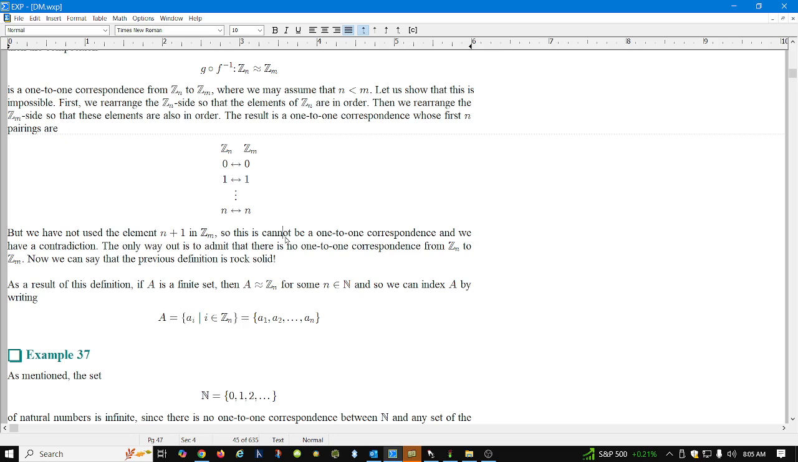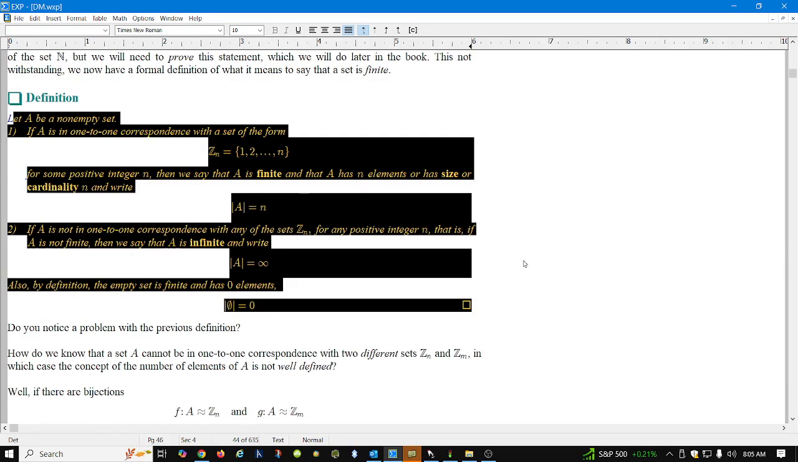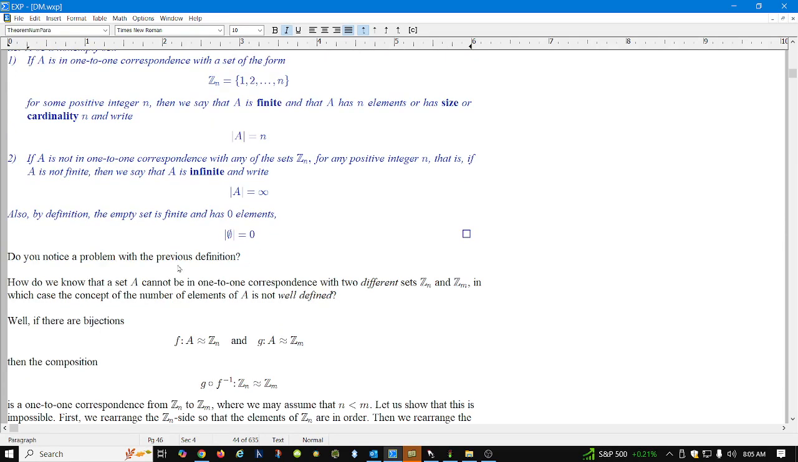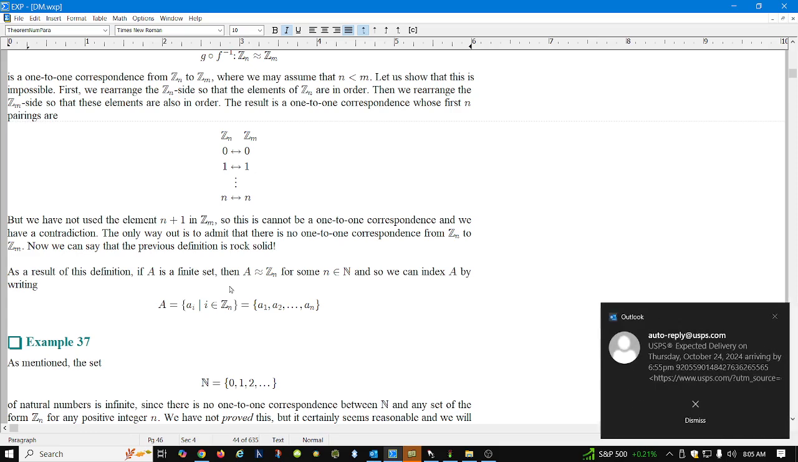Okay. The only way out of this contradiction is to admit that there is no one-to-one correspondence from Zn to Zm, because that leads to this problem, this contradiction. Now we can say that this definition is rock solid. Okay? We've eliminated this problem. And I hope you can see that this is something we needed to do. Something that could have easily been overlooked if we weren't being really scrupulous here.